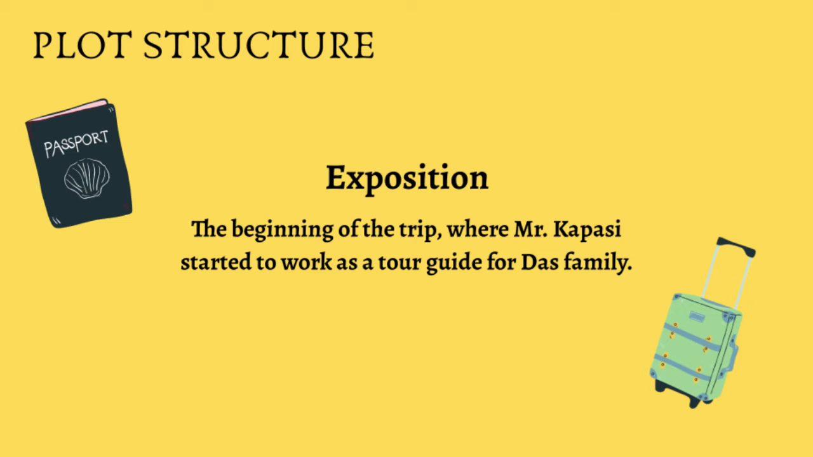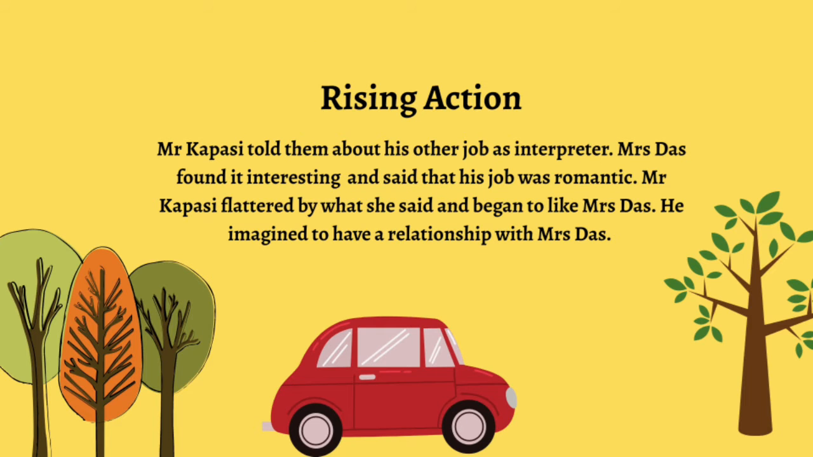Next is rising action. Rising action is a series of relevant incidents that create suspense, interest, and tension in a narrative. The rising action of this story is when Mr. Kapasi told them about his other job as an interpreter, and then Mrs. Das found it interesting and said that his job was romantic. And then Mr. Kapasi felt flattered by what she said and began to like Mrs. Das.